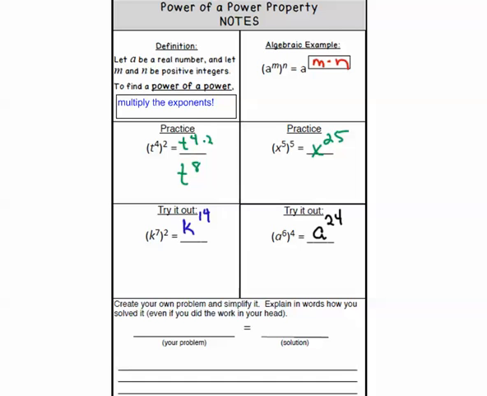And before we wind this up, I just wanted to point out that anytime we're dealing with the power of a power property, we're always talking about a number with a single base. So for example, in this last example, we were only focusing on a. We were only focusing on k over here. But that base is consistent throughout any single problem that we're working with.